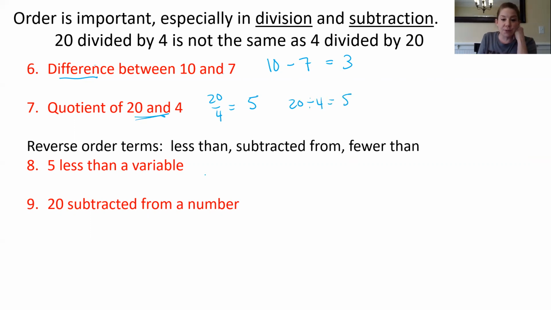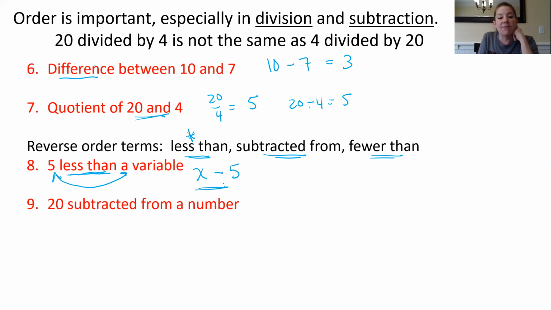Now, when you see these 3 terms right here, you are actually going to reverse the numbers. And these are especially less than. That's the most popular one that I see. If you don't reverse the numbers on that one, you're going to get a different answer, because if you don't have the order correct for subtraction, the answer changes. So it says 5 less than a variable. That means we're switching these. That term less than means we're switching the order. So we're going to start with a variable minus 5.